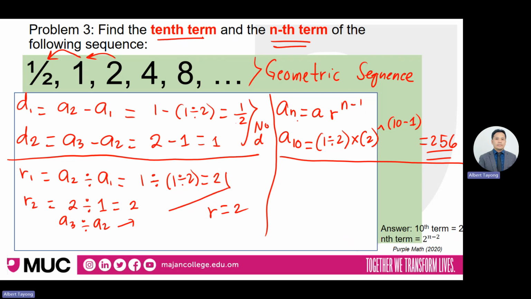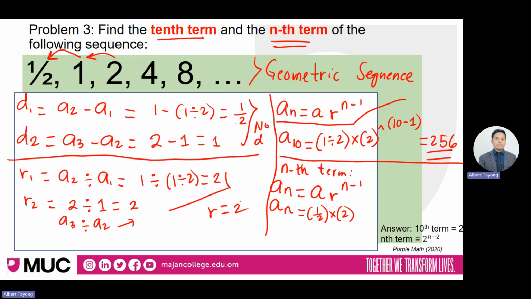The nth term actually is using the same formula, right? So we have a sub n equals a times r raised to the power of n minus 1. So our n will not change because the question is find the nth term. So it's a sub n equals a, that's 1/2, times r, which is 2, raised to the power of n minus 1.